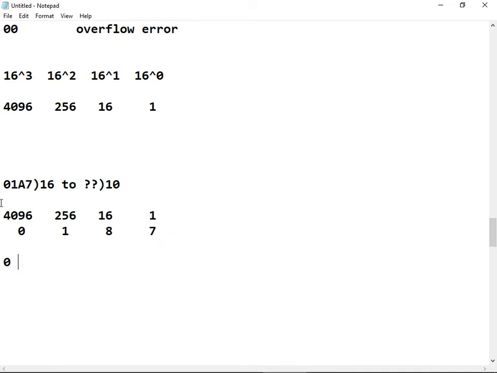We don't have any, right? Because you see 0 in that place. We don't have any 4096s. So 0 times 4096. How many 256s do we have?